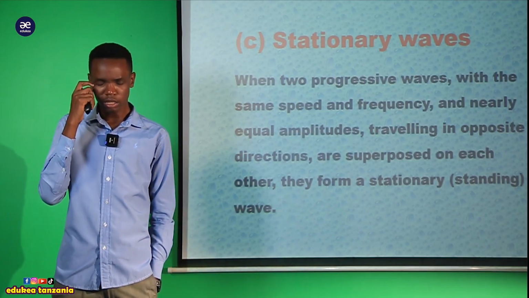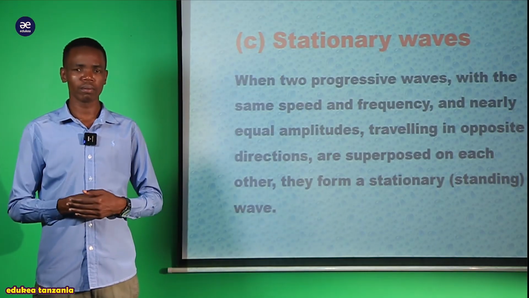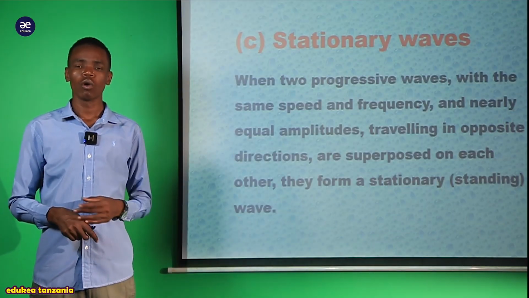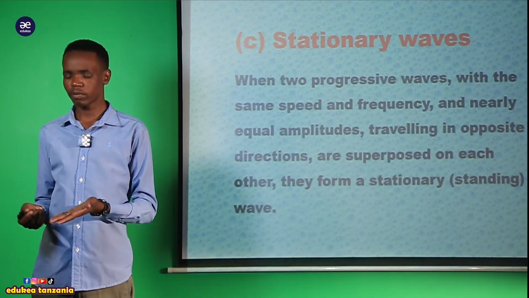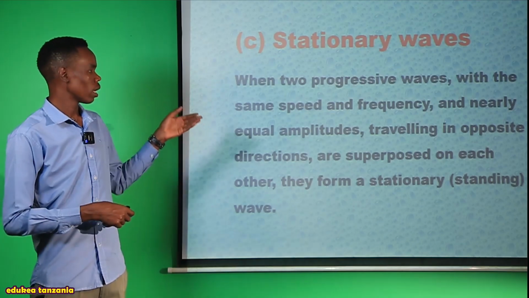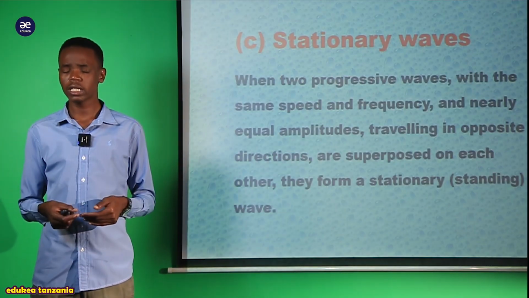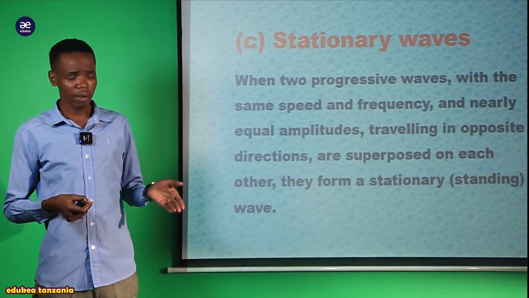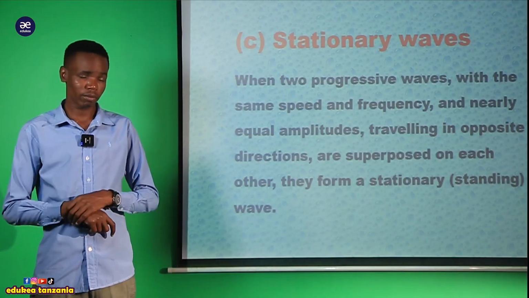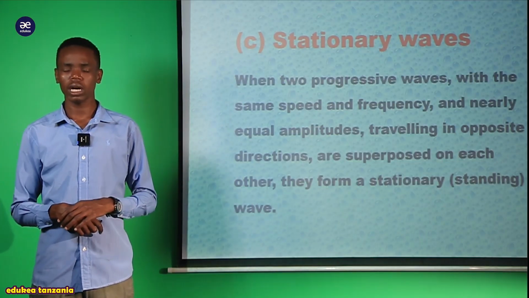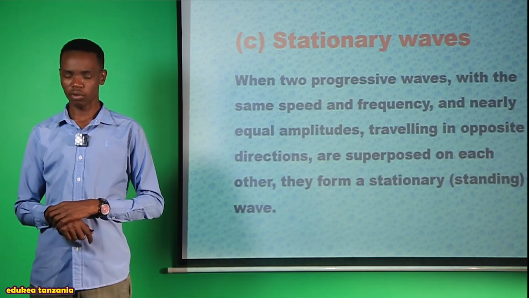So let us read together the concept related with stationary waves. Our concept says that when we have two progressive waves, as we tried to explain in the past lectures, with the same speed, the same frequency, and equal amplitude, and they travel in the opposite direction, as they superpose on each other, they form a stationary wave.